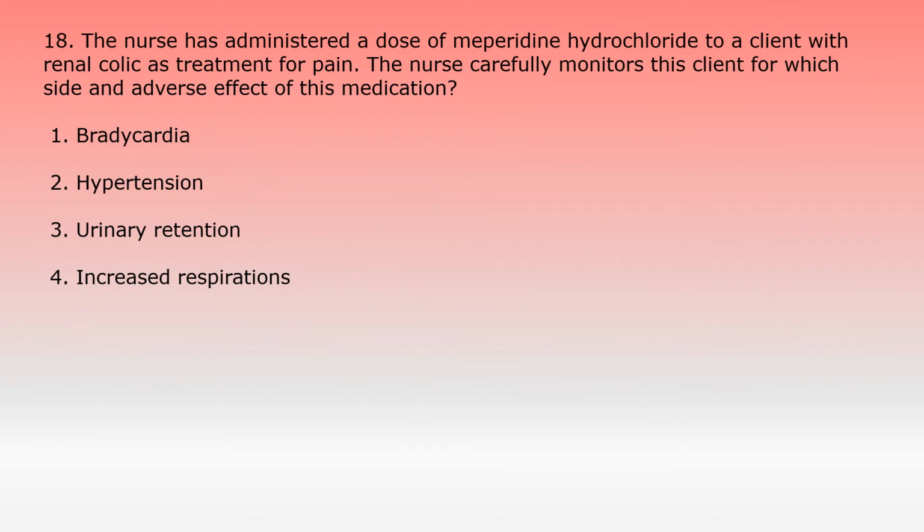18. The nurse has administered a dose of meperidine hydrochloride to a client with renal colic as treatment for pain. The nurse carefully monitors this client for which side and adverse effect of this medication? 1. Bradycardia. 2. Hypertension. 3. Urinary retention. 4. Increased respirations.